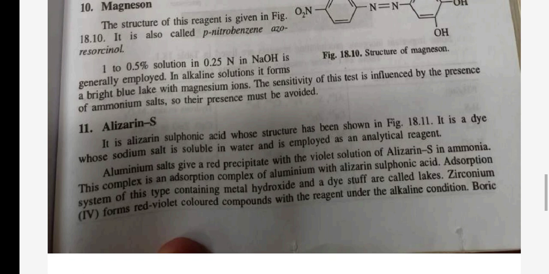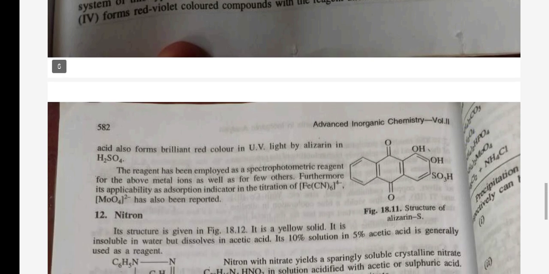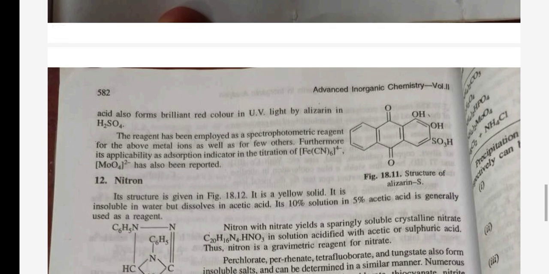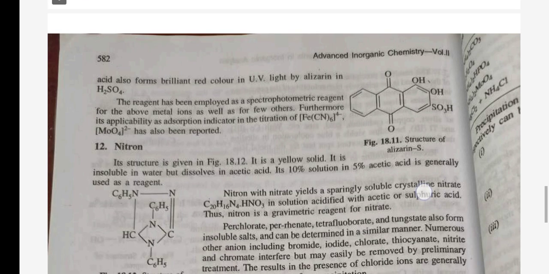Zirconium forms a red violet colored compound with the reagent under alkaline condition. Boric acid also forms a brilliant red color in UV light with alizarin in H2SO4. The reagent has been employed as a spectrophotometric reagent for the above metal ions as well as for a few others. Furthermore, its applicability as an adsorption indicator in the titration of Fe(CN)6 4- and MoO4 2- has also been reported.